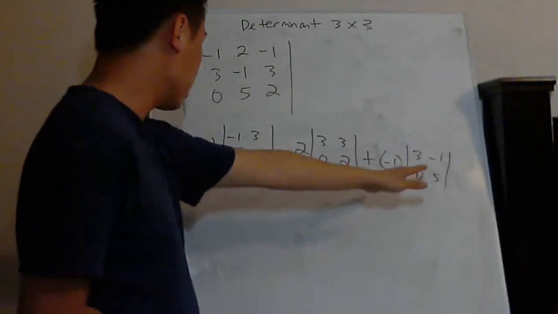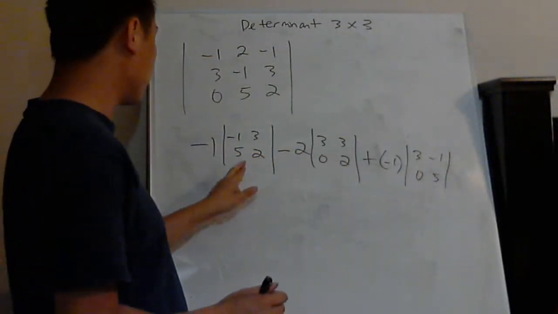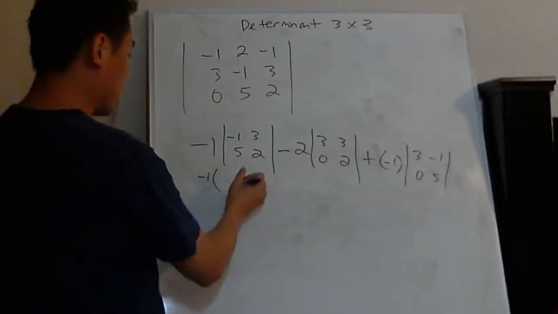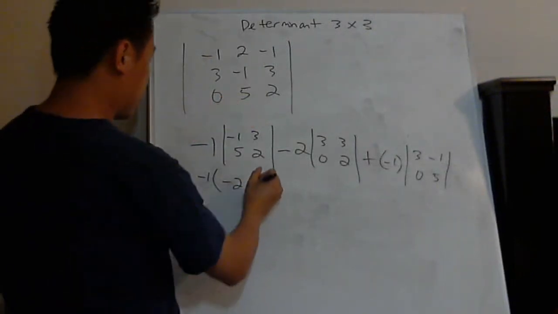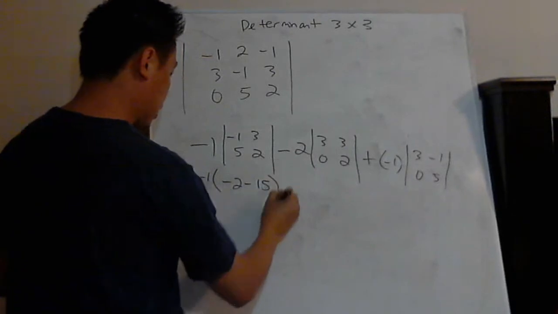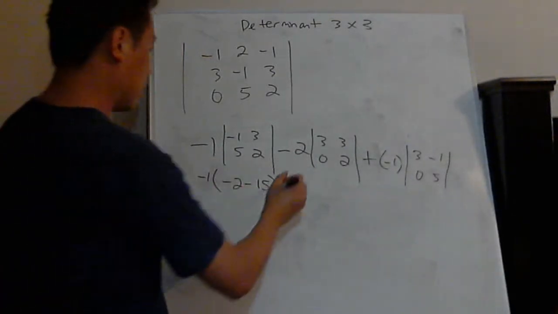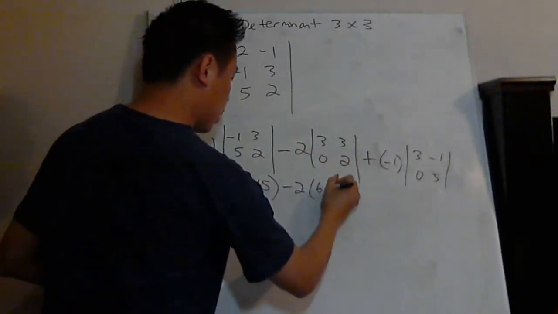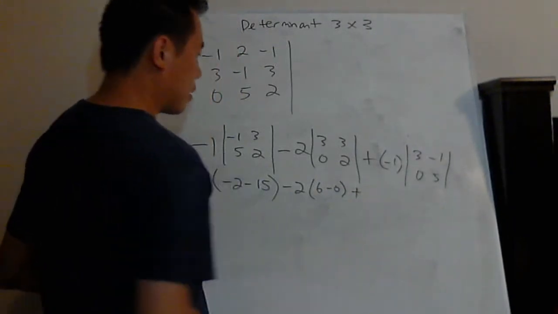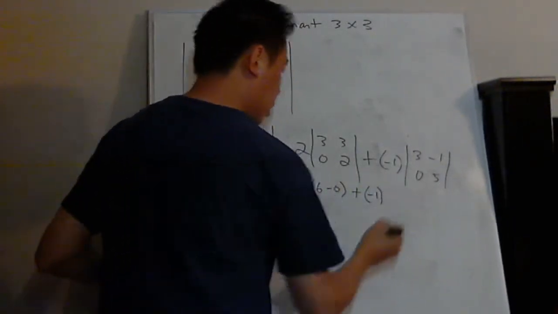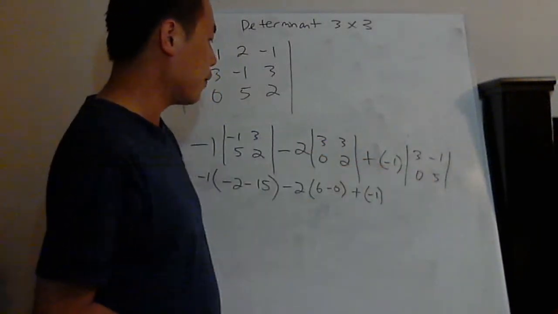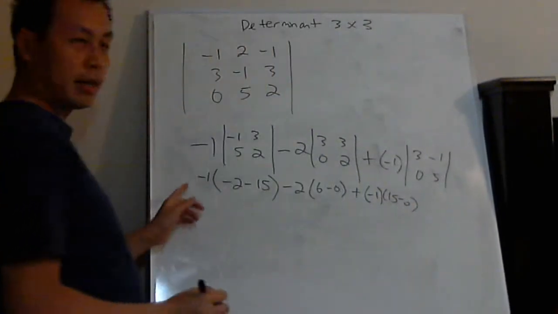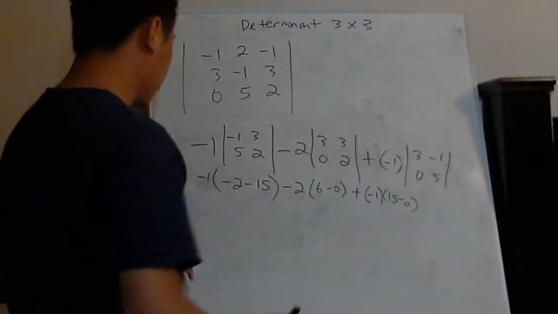Now we can simplify this. We do these little 2 by 2 matrices, and you get -1 times, -1 times 2 is -2, minus 3 times 5, which is 15. And this will be, let's see, 3 times 2 is 6, 6 minus 0 is 6. And then you plus -1 times this. 3 times 5 is 15 and minus 0, so 15 minus 0. So it's all expanded out so you can see how it works on the 2 by 2.